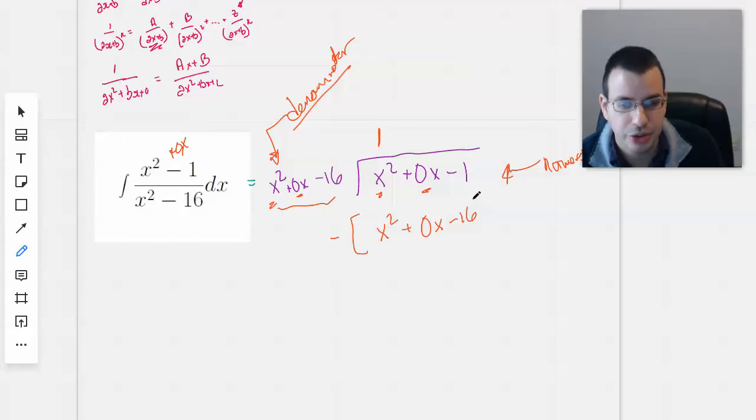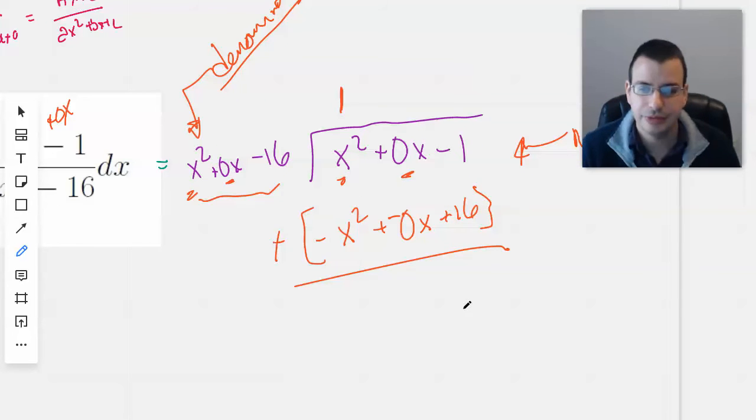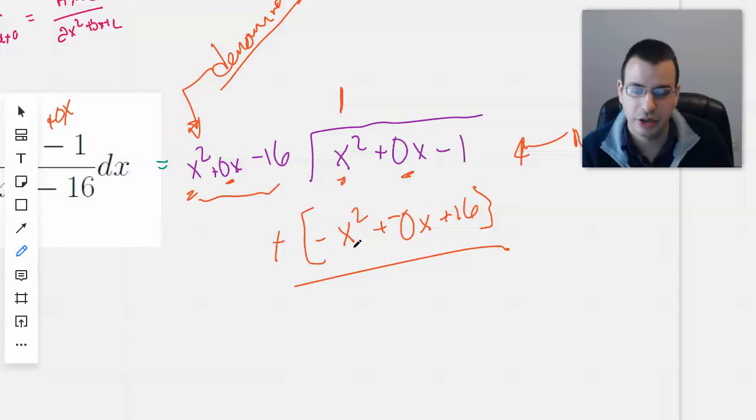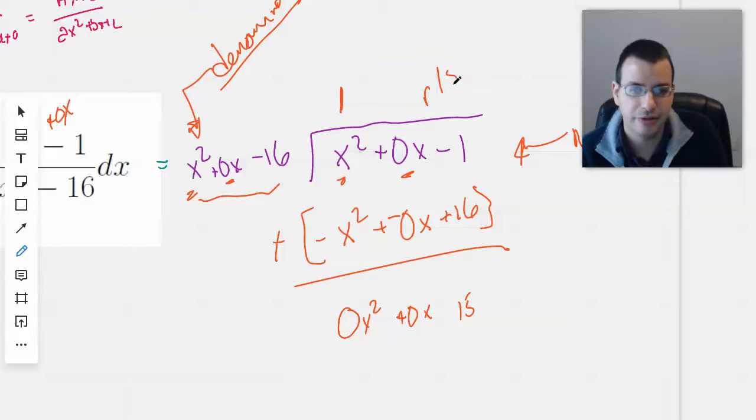So I usually do it sort of like this. And then I distribute the negative. That way it kind of keeps everything clean. And you see that the x squared minus x squared is 0x squared. 0 minus 0 is 0x. And then negative 1 plus 16 will be 15. And so you write remainder 15 up here.